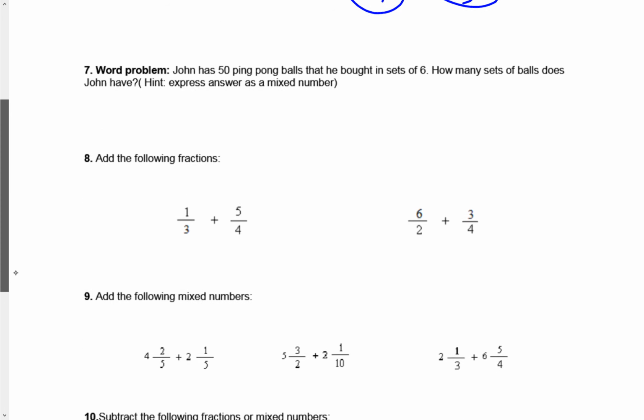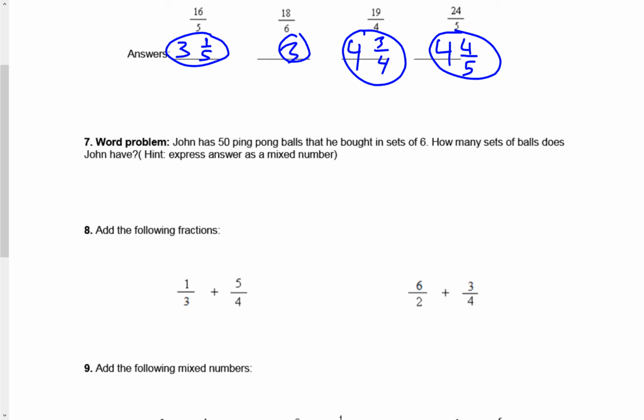All right, we got a word problem here in the middle. Number 7. John has 50 ping pong balls that he bought in sets of 6. Ooh, I want to play some ping pong. How many sets of balls does John have if they're in sets of 6? So the hint is express it as a mixed number.